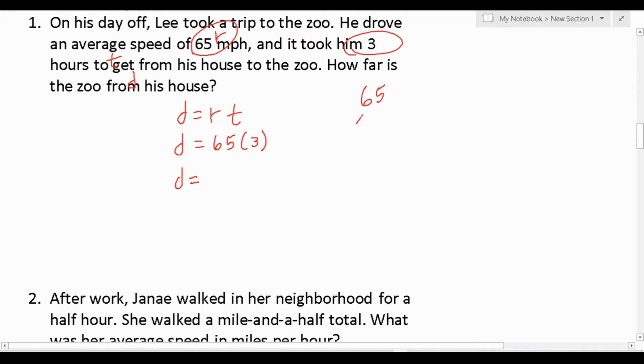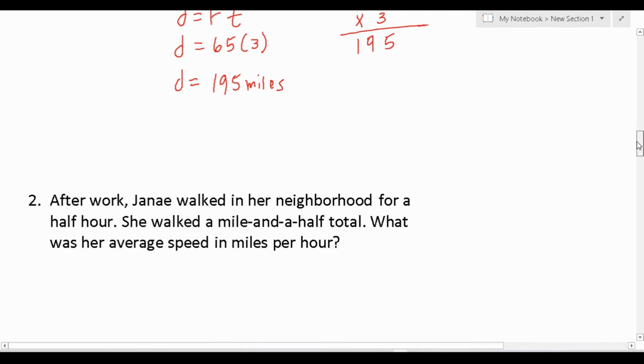Let's work that off to the side. 5 times 3 is 15, carry your 1. 6 times 3 is 18, plus 1 is 19. So this is going to be 195 miles. In other words, he lives 195 miles from the zoo. So let's move on to number 2.